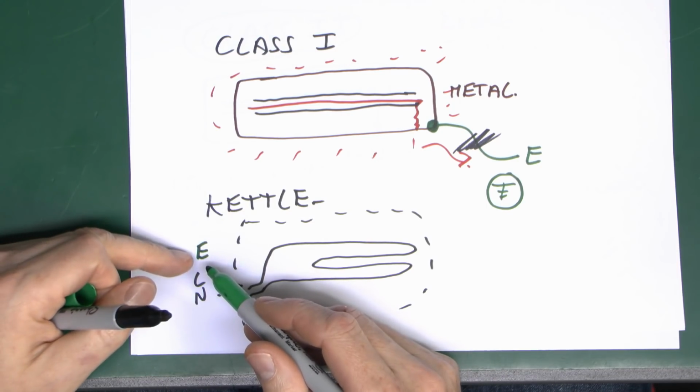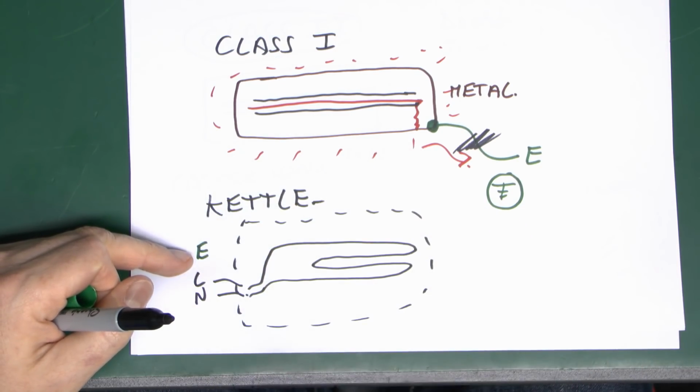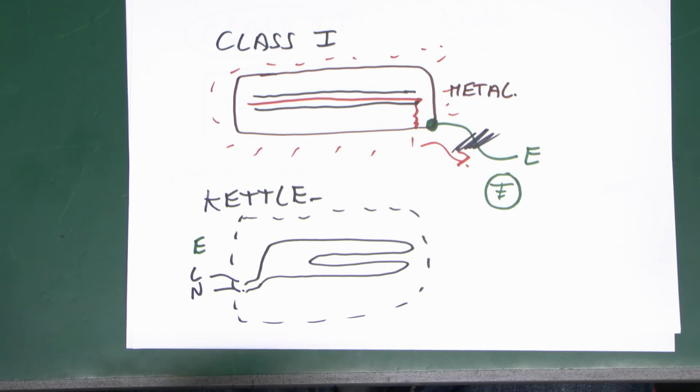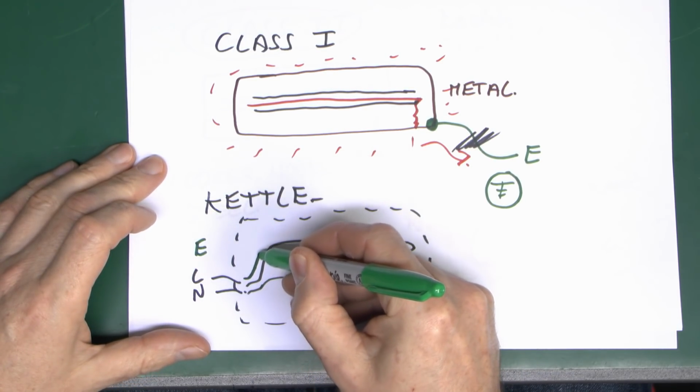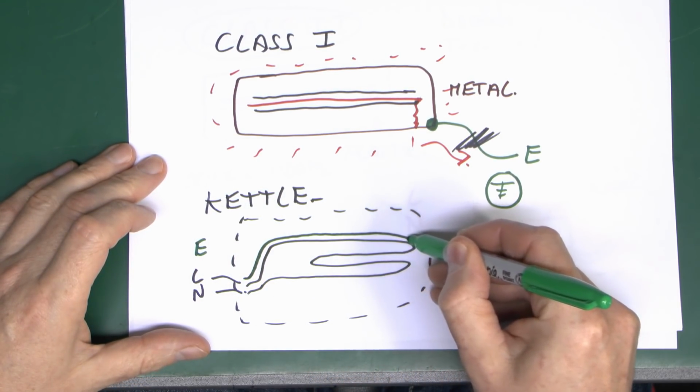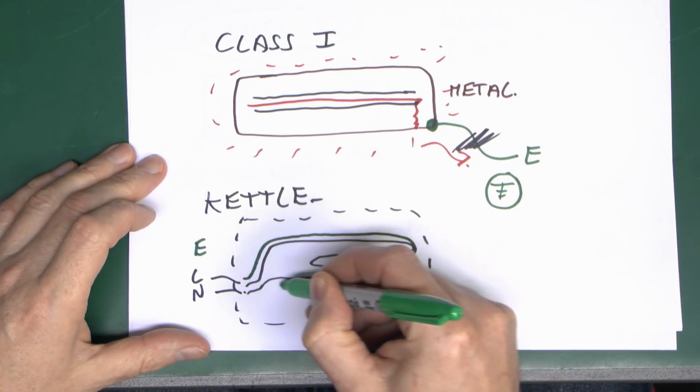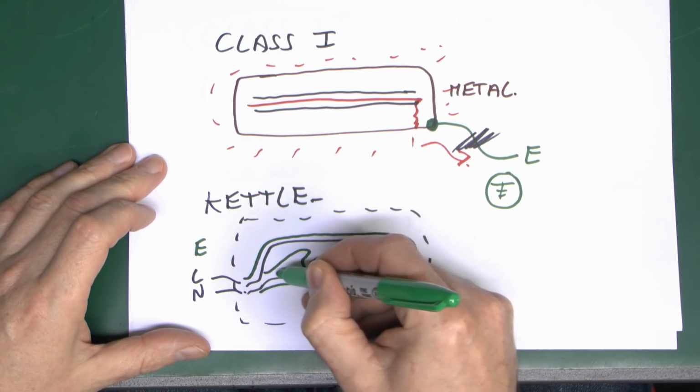So if you test between the earth pin on the plug and the metal body of the kettle, you'll probably find there's no connection there. You might think, well, something's gone wrong, it's faulty. But actually, no. The protective part is actually the metal casing that goes around the heating element. And of course, it's on the inside as well.